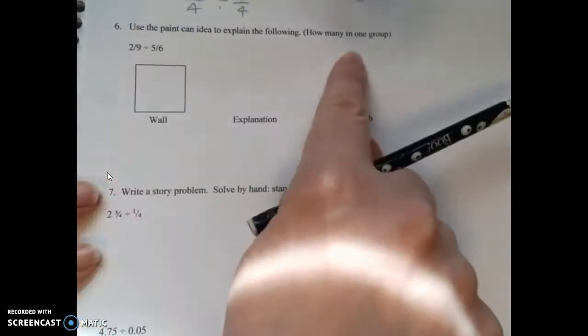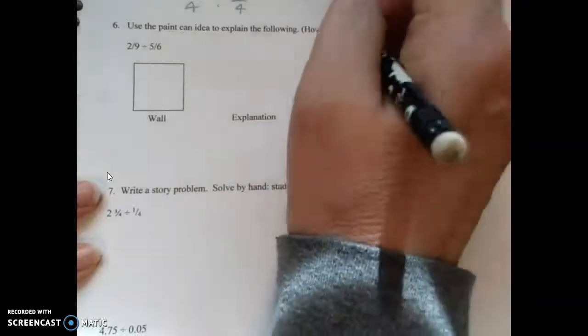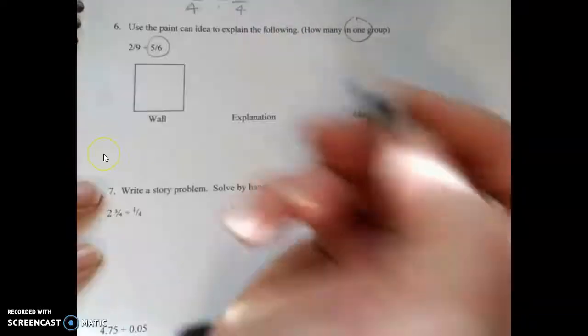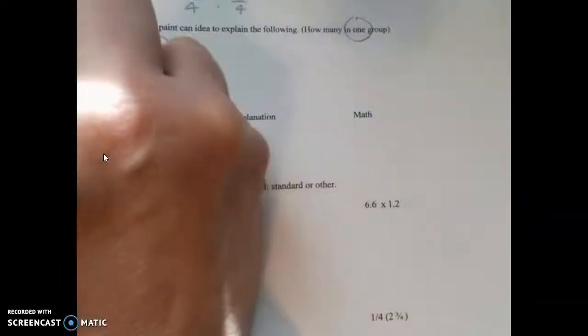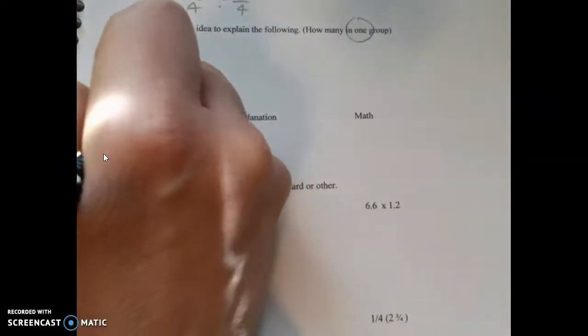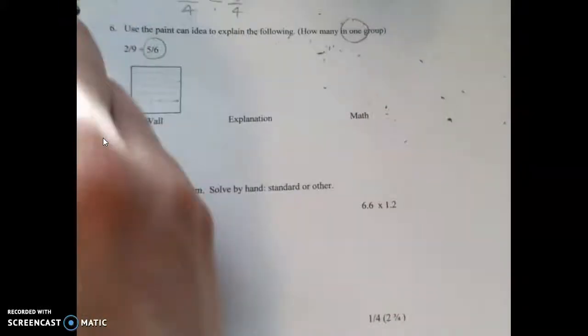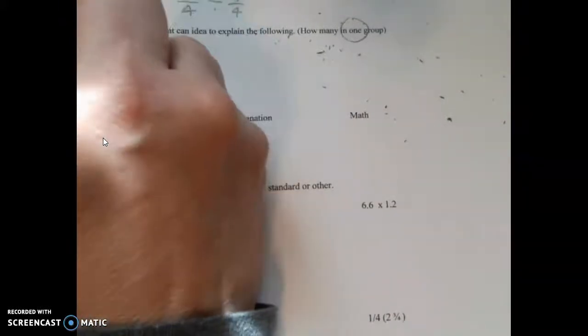Okay, so the paint on a wall idea: how many in one group? So your second picture is your picture. So 1, 2, 3, 4, 5. All right, they're not quite even, so I'll try again. So 5 cuts to make 6 things. 1, 2, 3, 4, 5. That's a little better. Okay, and I'm going to shade in 5 of 6 of them. And that's, say, 2/9 of a gallon.